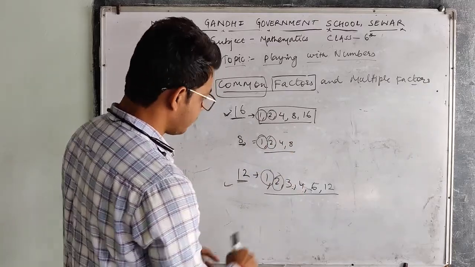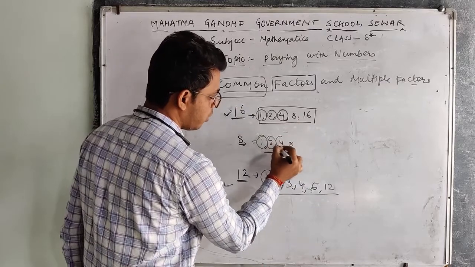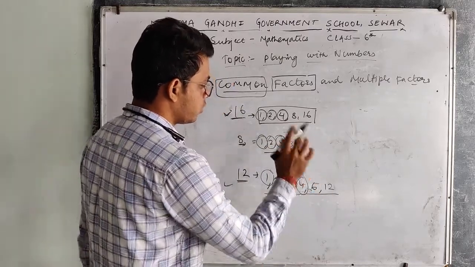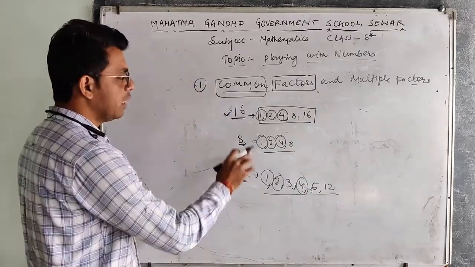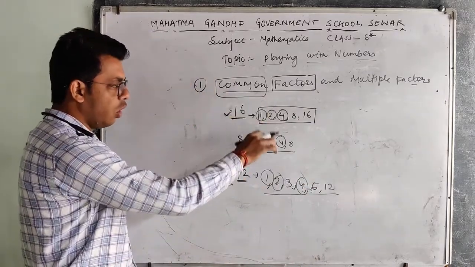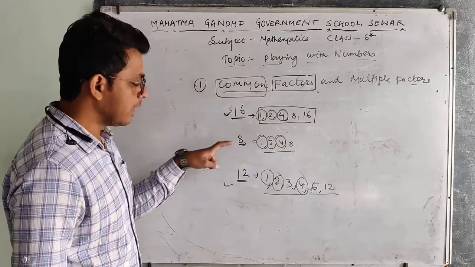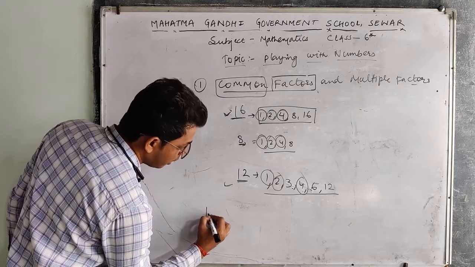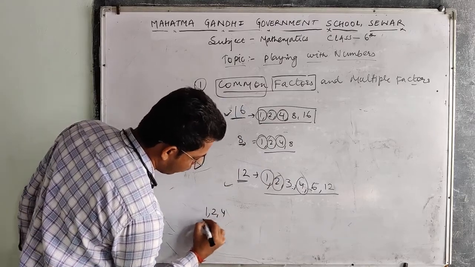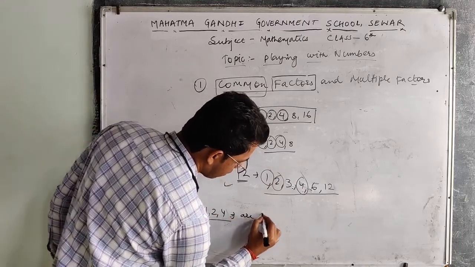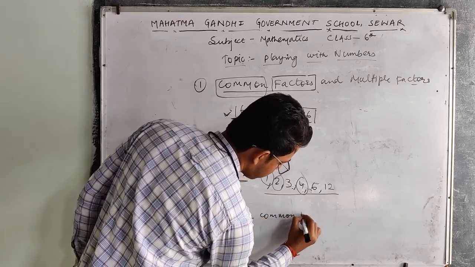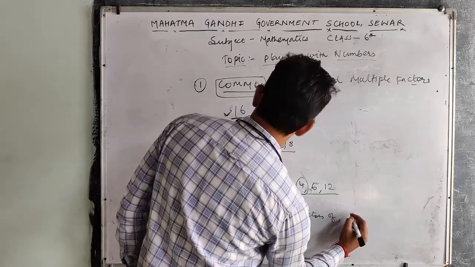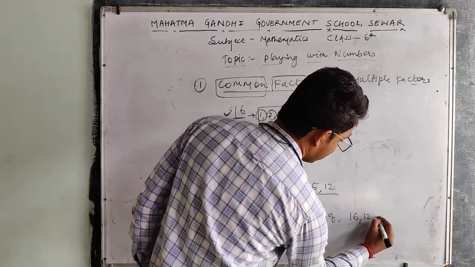Now next, what is common? That is 4. 4 is also here. So there are three numbers which are common factors of 16, 8 and 12. So we will write 1, 2 and 4 are common factors of 16, 12 and 8.